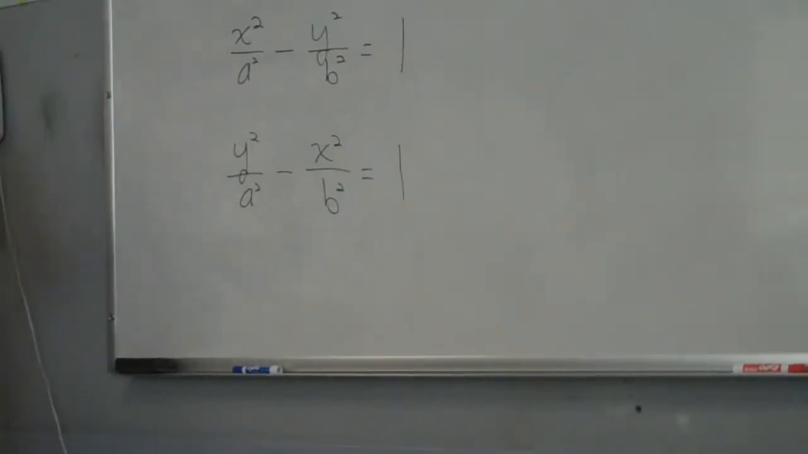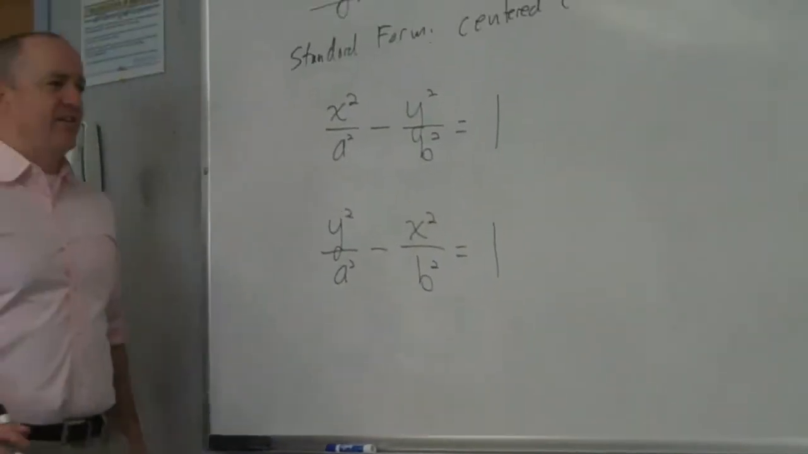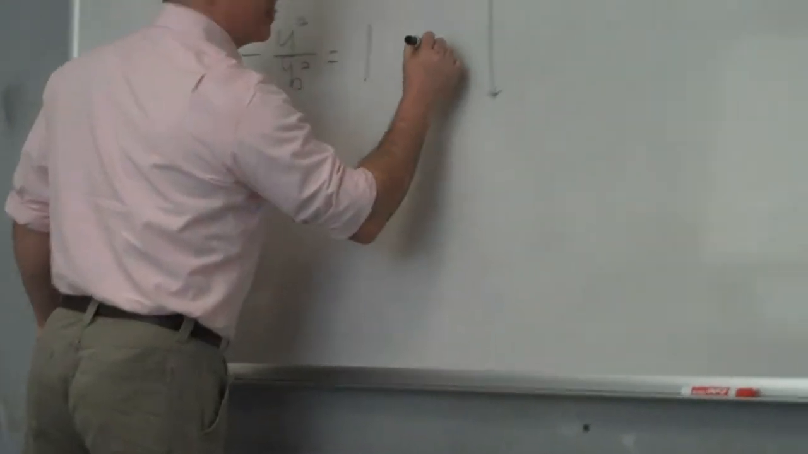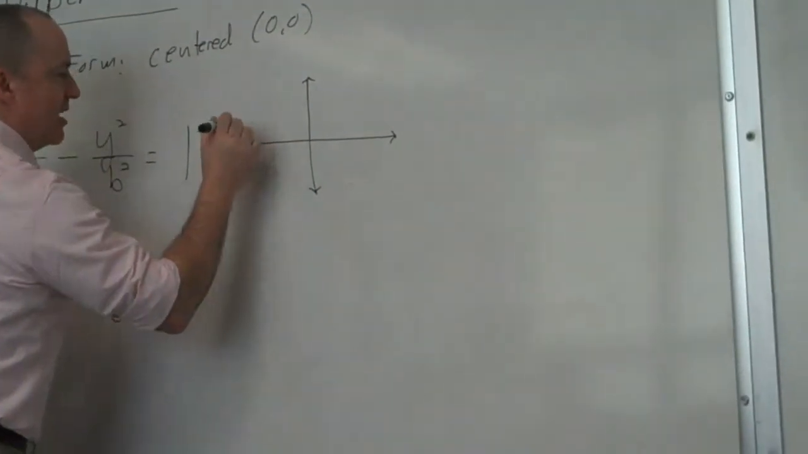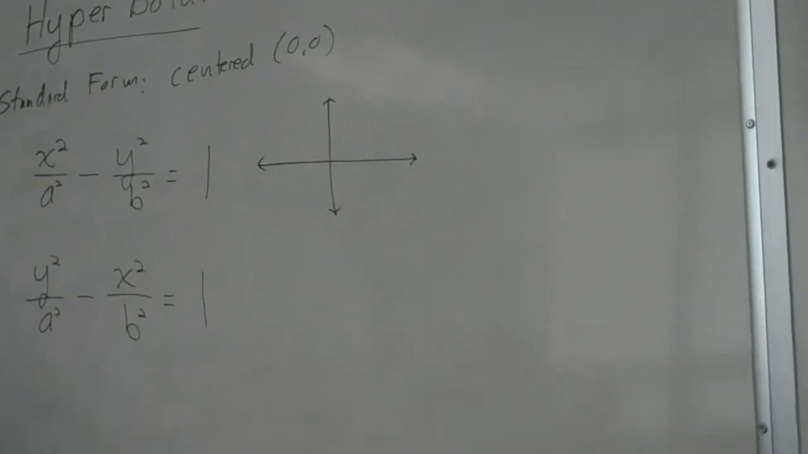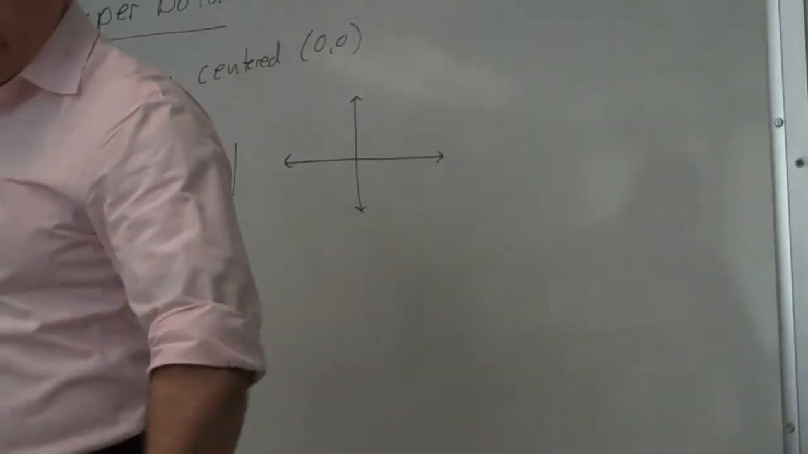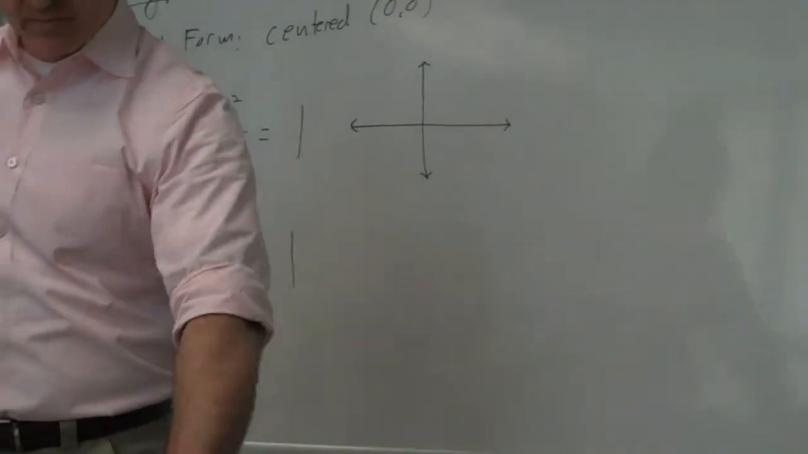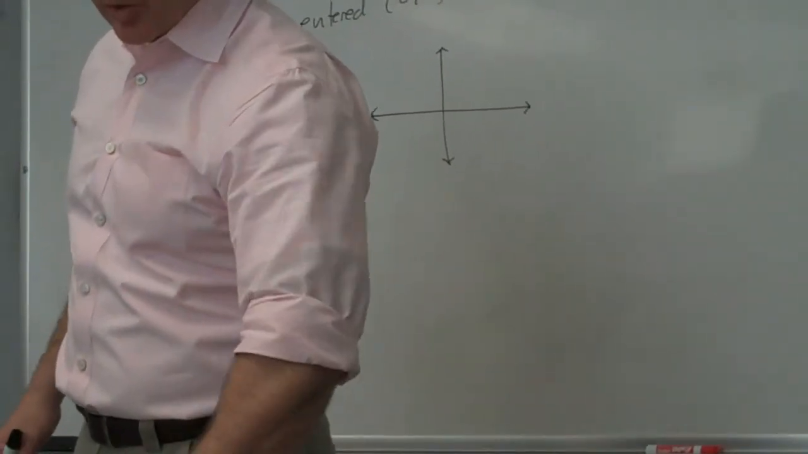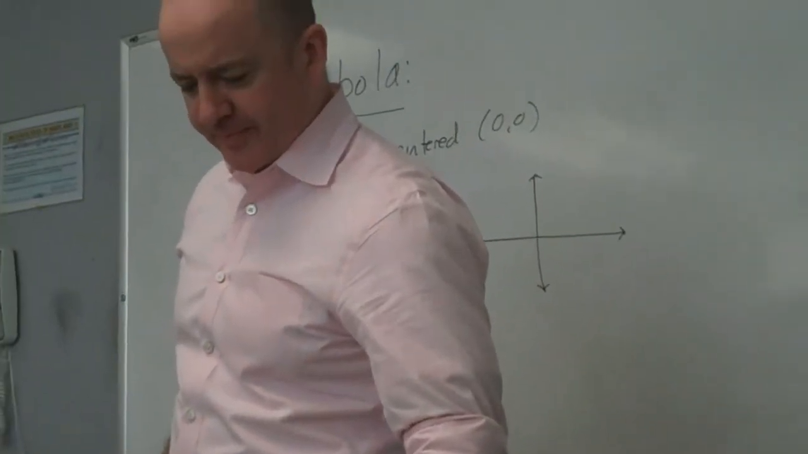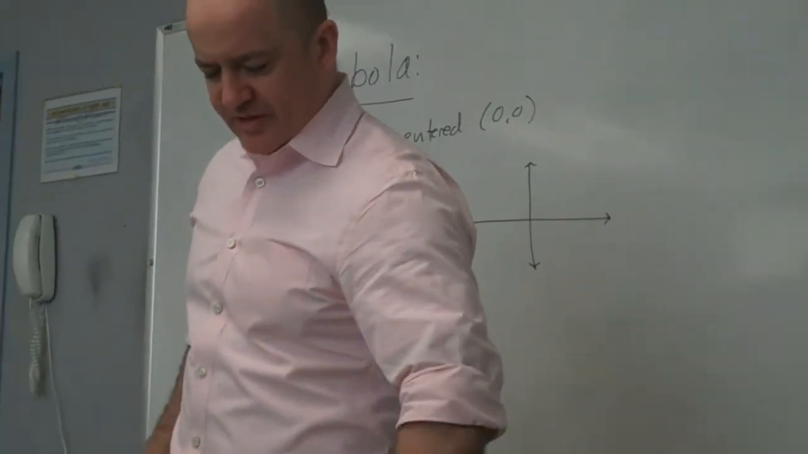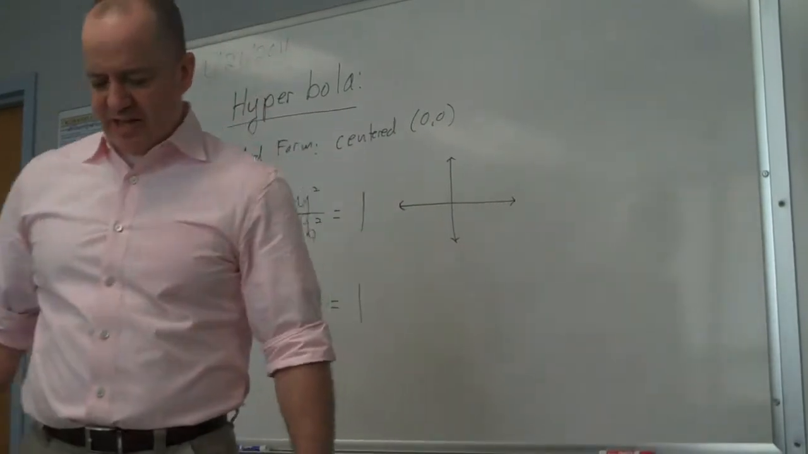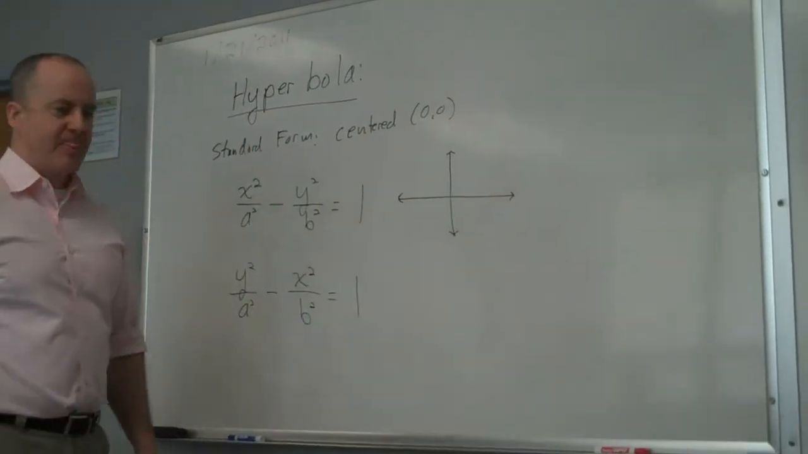Hyperbolas come in two general shapes at this point in your math career. They'll come in more next week, but for now, be glad. x squared minus y squared equals 1 will be of one form. What's the difference between the two types of hyperbolas? They face different directions. If x squared comes first, which way does it face? The x. Horizontal.